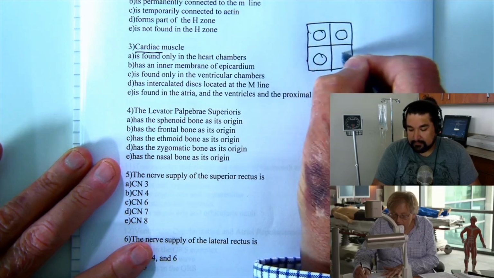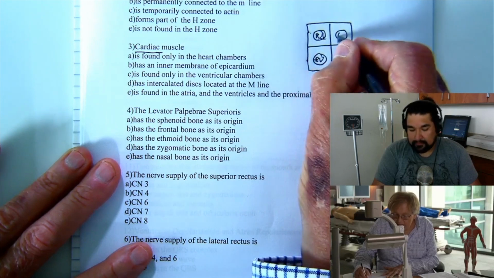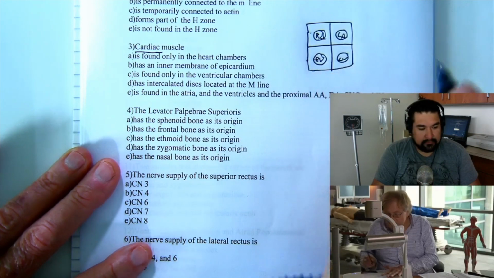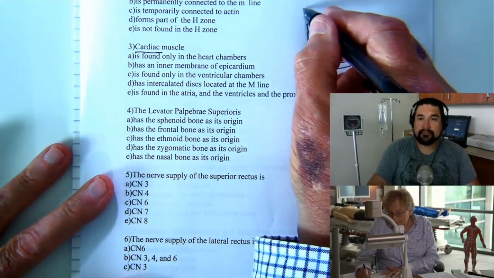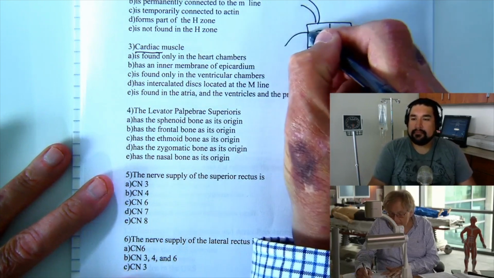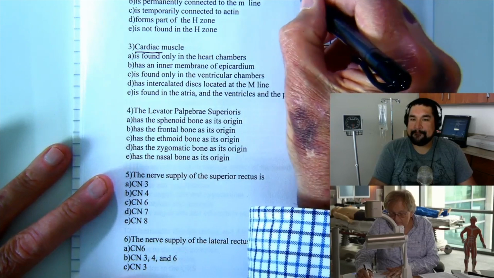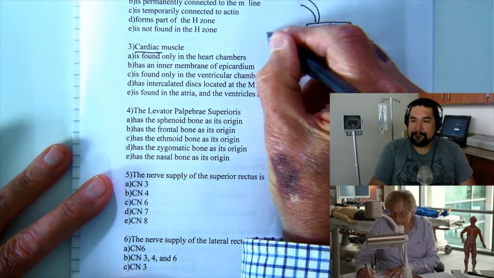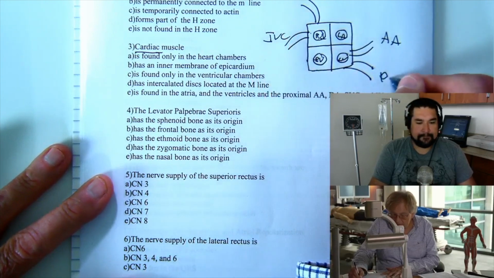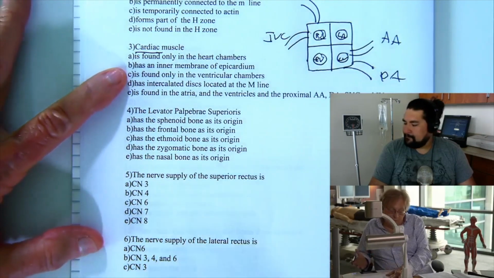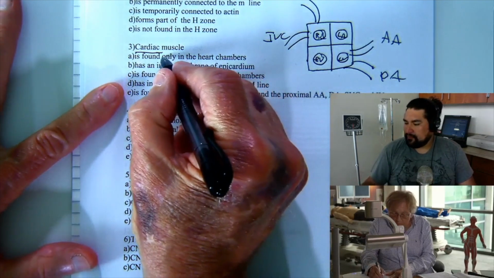If you look at the heart, that's the RA and the RV and the LA and the LV, A for atrium, V for ventricle. Therefore, let's bring a couple of big vessels in and a couple of big vessels out. That's the SVC, superior vena cava, IVC, inferior vena cava, AA, ascending aorta, DA, descending aorta. Now it's saying, where do you find cardiac muscle? Only in the heart chambers. Be careful of only. That's not true.